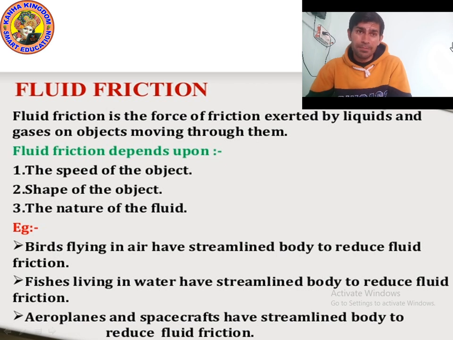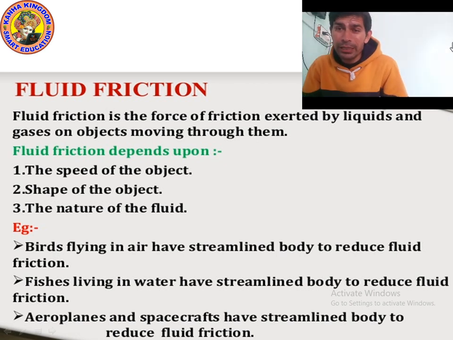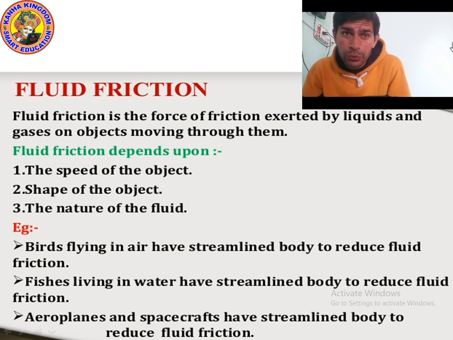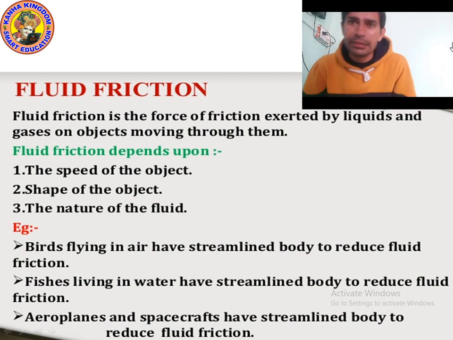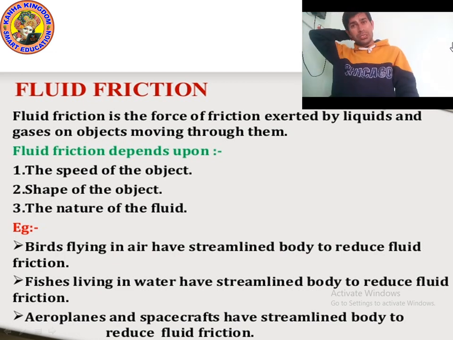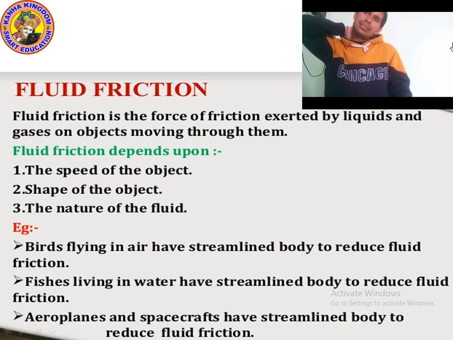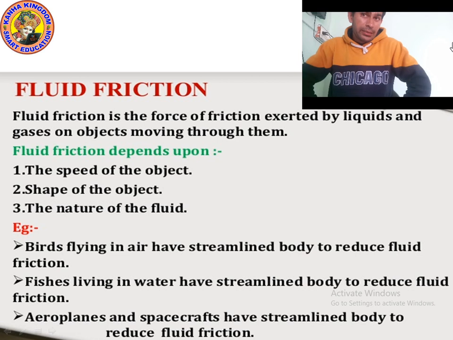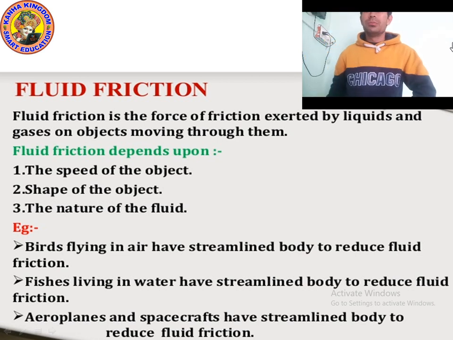You know, fishes actually move through the liquid, so fluid friction is applied on the fishes. Yes, even the gas, meaning air, also applies fluid friction. So when the birds fly, when the aeroplane flies, fluid friction is applied. Remember this point: fluid friction is the force of friction which is exerted by liquid and gas on objects moving through them. It depends upon a few things like the speed of the object, the shape of the object, and the nature of the fluid.